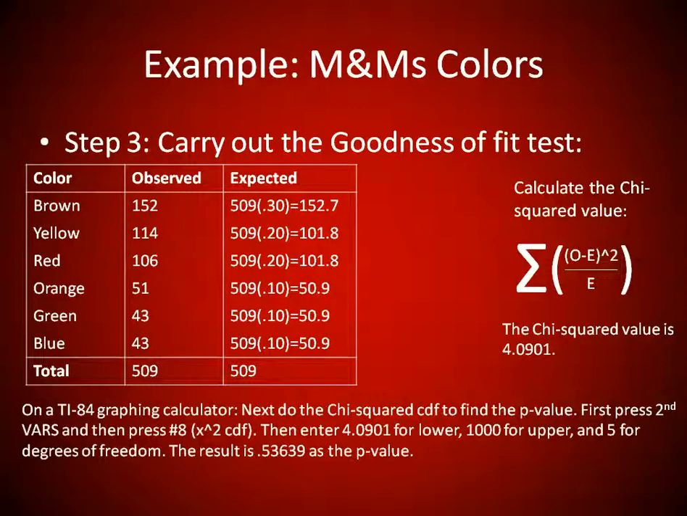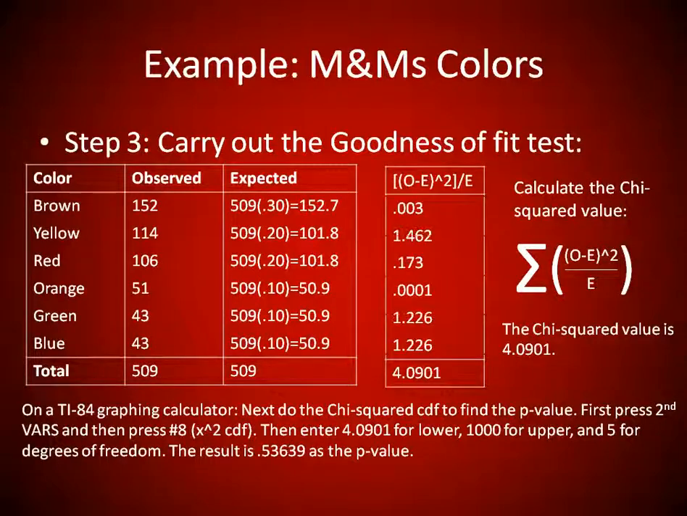Step 3. Carry out the goodness of fit test. Using values in our table of observed and expected counts, we can use the formula to find the chi-squared value. After plugging in all values, we find that the value is 4.0901. Then, the next step is to find the p-value.